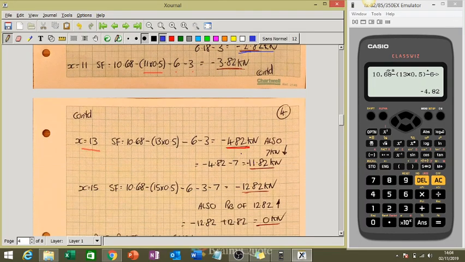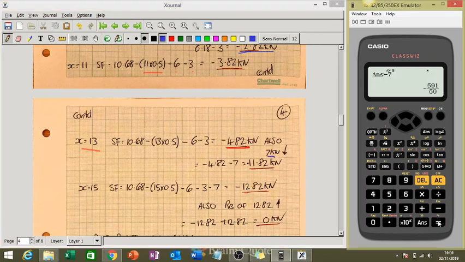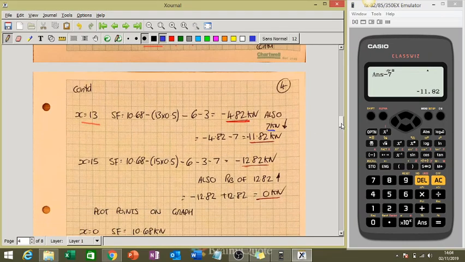Where was I? There. So we've got 4.82 minus, and also the 7 kicks in. So take away 7. Gives me 11.82. So we've got that point and that point, 2 points on the graph. The last one, x equals 15. Don't forget this beam is in balance, so we would expect it to come back to 0 at x equals 15.